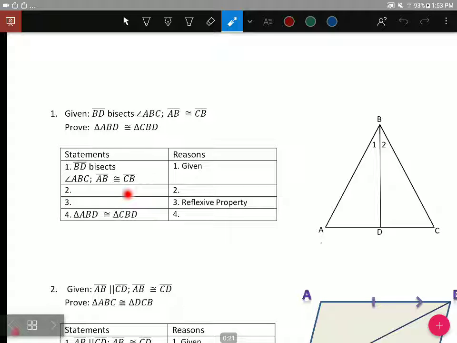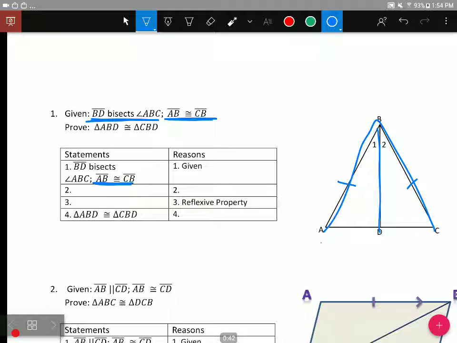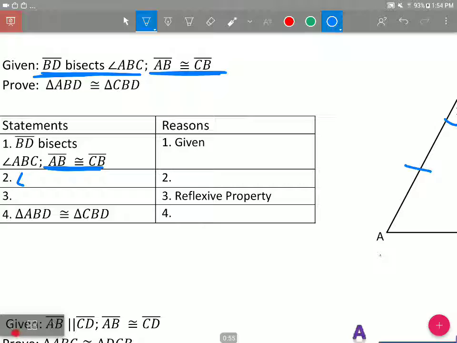So, for example, they tell you AB equals CB. But they've already marked it underneath the statement side, so we don't have to mark that one. Okay? They tell us BD bisects ABC. That tells me that this angle is congruent to that angle. Now, there's nowhere over here that says this angle is congruent to that angle, so I'm going to write that in. Angle 1 is congruent to angle 2.